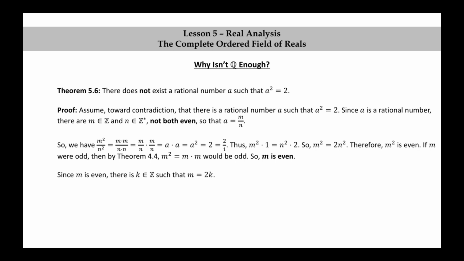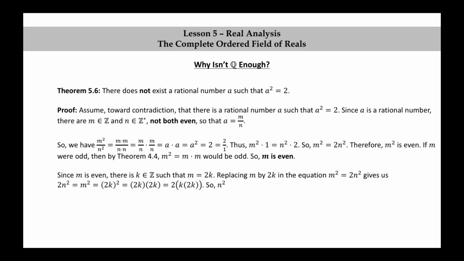Since m is even, there is an integer k such that m is equal to 2k. That's the definition of being even. Replacing m by 2k in the equation m squared equals 2n squared gives us 2n squared equal to m squared, which is equal to the square of 2k. By definition of squaring, that's 2k times 2k. And we could use associativity of multiplication to rewrite this as 2 times k times 2k. So n squared is k times 2k, simply by canceling out a 2 on the left and right of the previous equation.